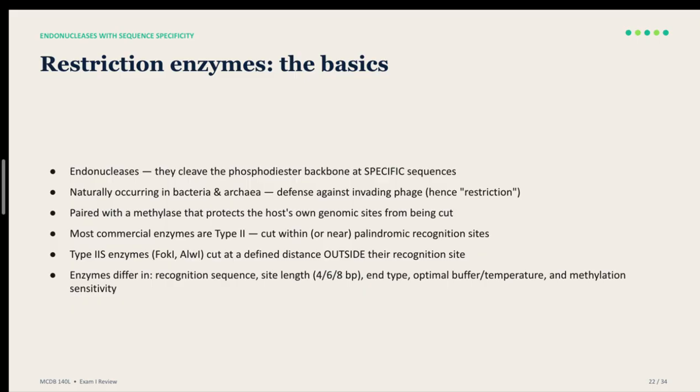Bacteria use them to chop up phage DNA. They can also methylate their own genome at the same sequences so they don't self-destruct. The restriction in restriction enzyme just refers to restricting viral infection from a native standpoint. Type 2 is the most common. These are the ones that cut at palindromes. Type 2S are more unusual ones that cut outside their site.